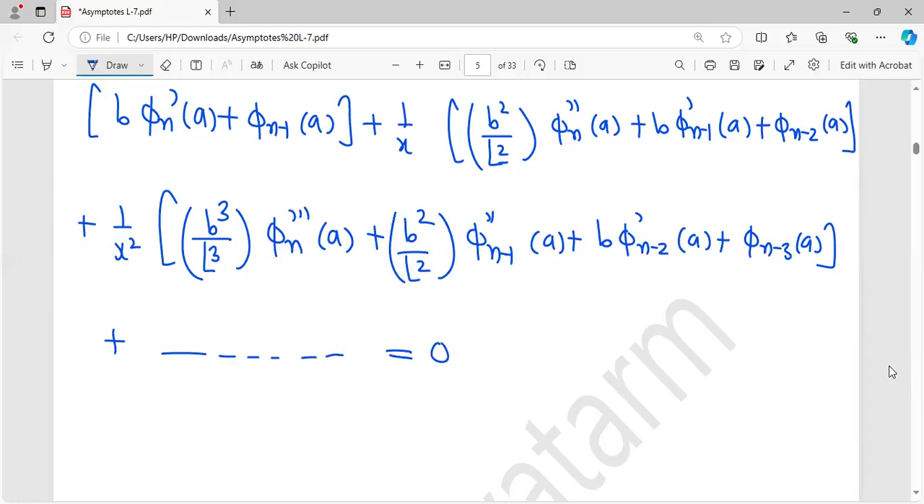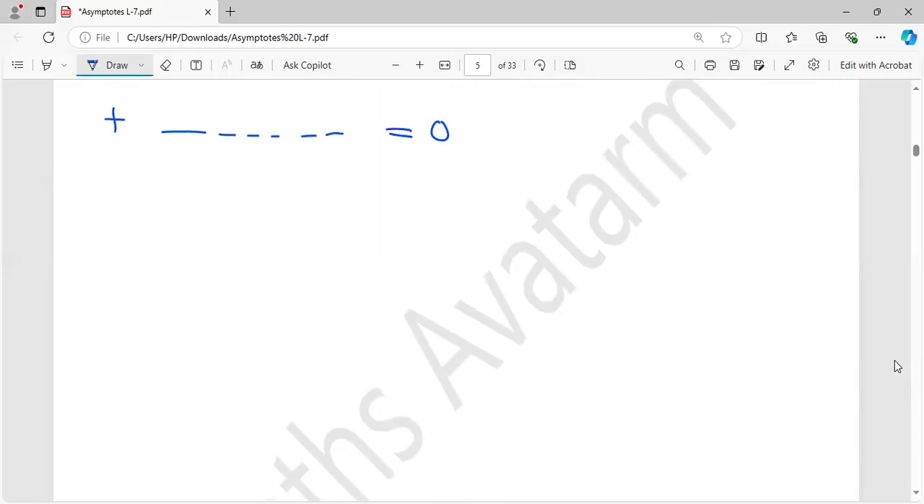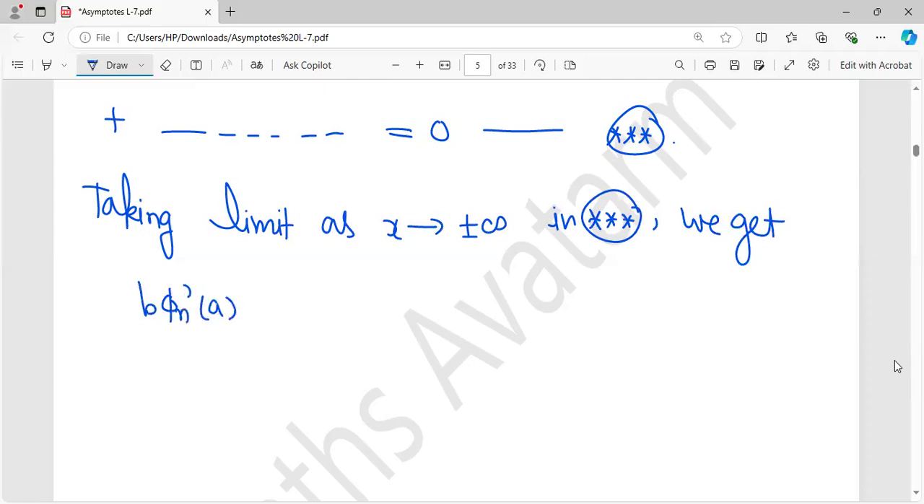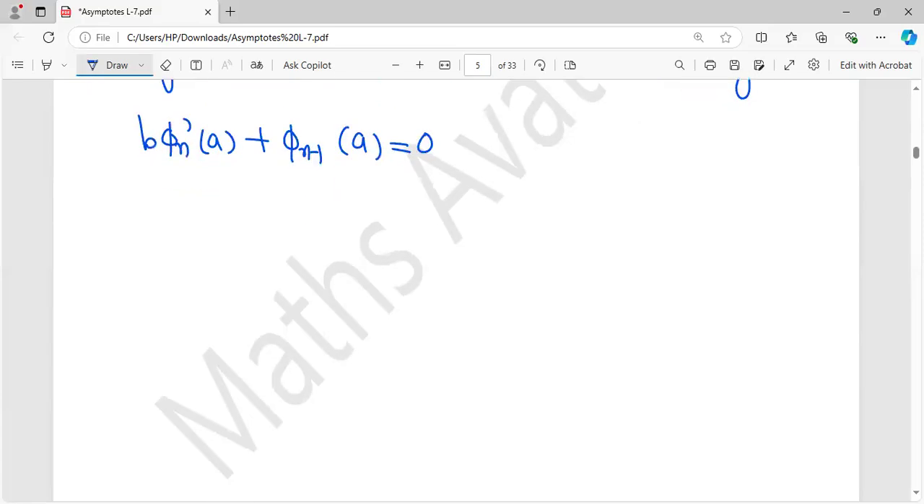Taking limit, extending to this triple star. Taking the limit as x tends to plus minus infinity in triple star, we get b phi n dash (a) plus phi n minus 1 (a) is equal to 0. We got this.